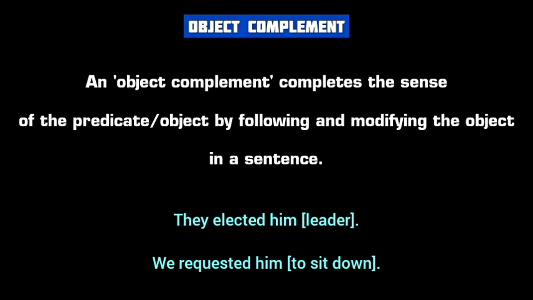In the same way, I requested him to sit down. Here, I requested him makes no complete sense, but the infinitive phrase to sit down adds completion to the predicate. It completes the sense of the object him, so it is an objective complement in the second sentence. So remember, an object receives the action of the verb, whereas an objective complement completes the sense of the object.